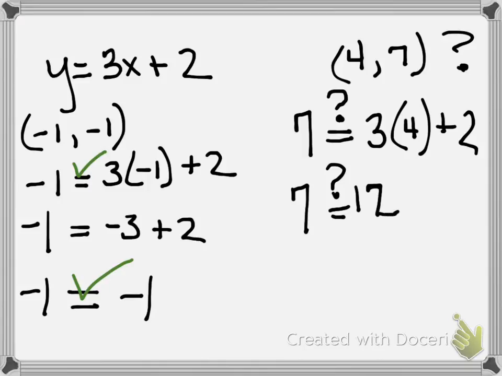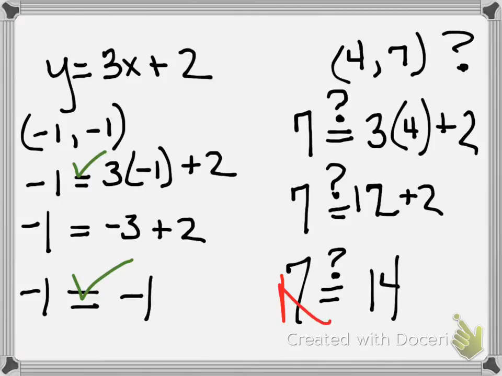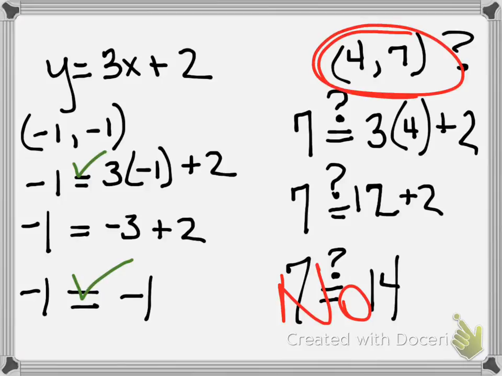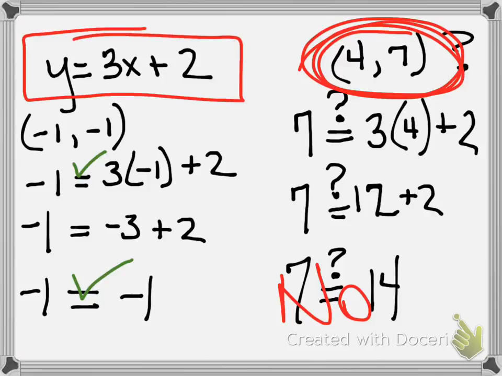12 plus 2. So does 7 equal 14? Well, no, it doesn't. And since it doesn't, that point is not on the line y equals 3x plus 2. However, we do know that this point is on the line because it gave us a true equality. So you can use this information to check points, to see if they are a solution to an equation, or to see if they lie on the line. But you can also use this relationship in a different way.